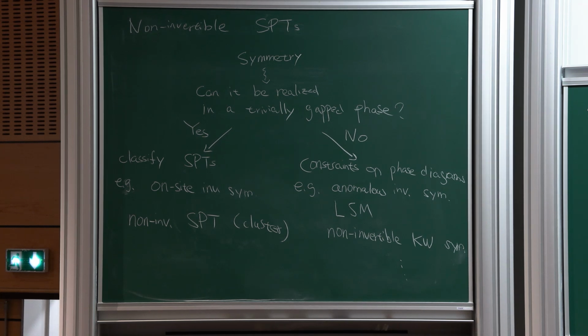If the symmetry cannot be realized in a trivially gapped phase, that means the symmetry implies something non-trivial in the low energy phase, tautologically. And you can further ask what kind of constraints you can derive. So for instance, here we will argue that the number of ground states even has to be a multiple of 3 in the case when it's gapped.